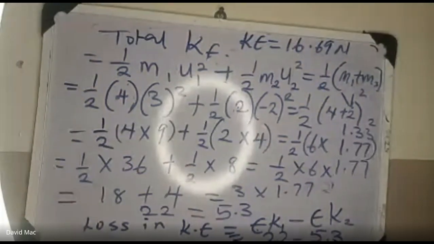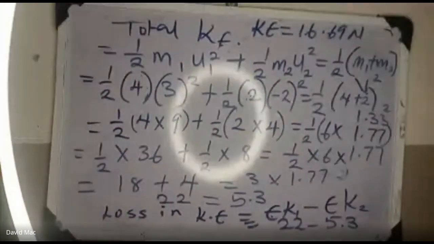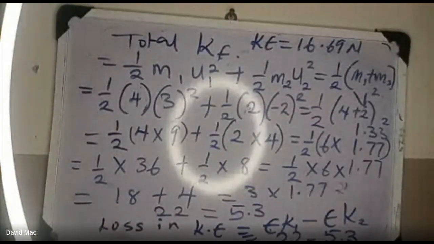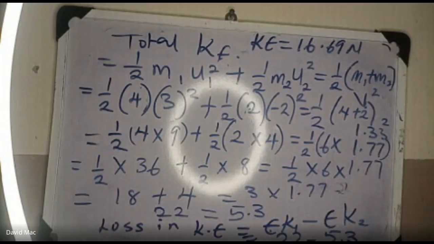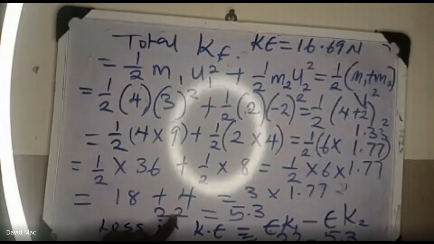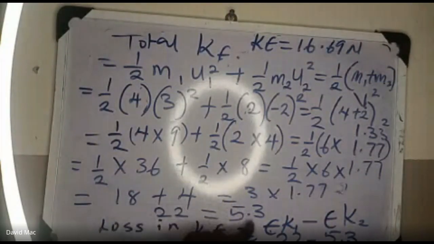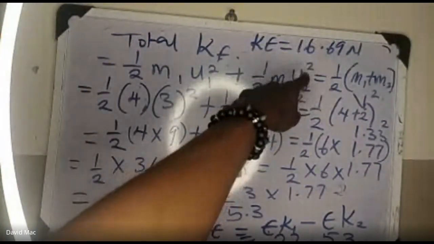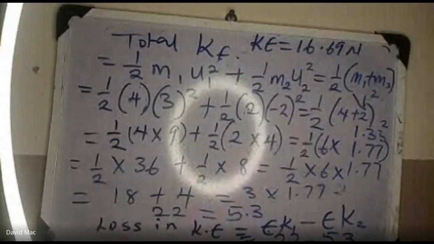Remember, I said the kinetic energy is the energy dissipated when the two bodies move. And I told you that to look for it, we call it loss in kinetic energy. That loss in kinetic energy is EK1, the total kinetic energy before collision, minus EK2, the total kinetic energy after collision. So 22 minus 5.3, what do we get? 16.69 Newton. That's the answer. Clap for me now.